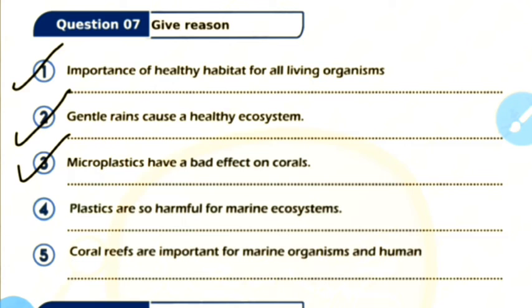Number 4: plastic is so harmful for marine organisms. Why? Because plastic is toxic and sharp. Again: because plastic is toxic and sharp. The last question in give reason: coral reefs are important for marine organisms and humans. Why? The answer: coral reef provides food and shelter for marine organisms and is important for tourism, whether in fishing or diving. I'll say it again: coral reef provides food and shelter for marine organisms and is important for tourism, whether fishing or diving.